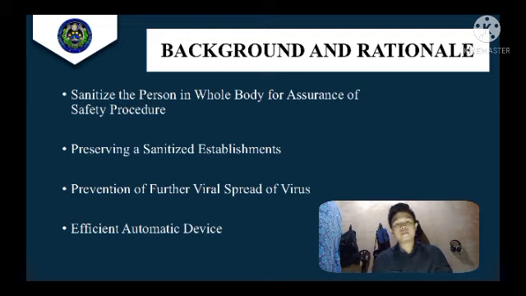Preserving a specific sanitized establishment. This equipment will sanitize the person's whole body before entering the establishment. In this way, we keep from the virus by keeping it clean, and prevent further spread of the virus. It indicates that without proper disinfection, the virus can spread rapidly through contact, surface, and air. Effectively, surface and air disinfection can ensure early containment and prevention of further viral spread.